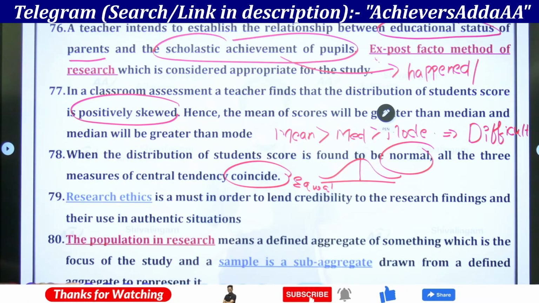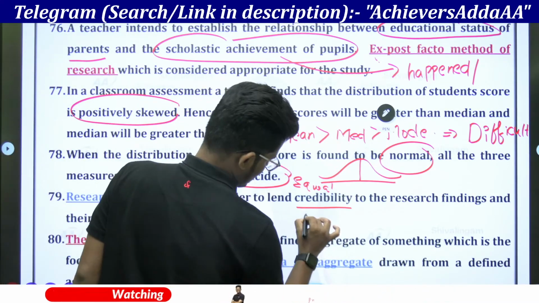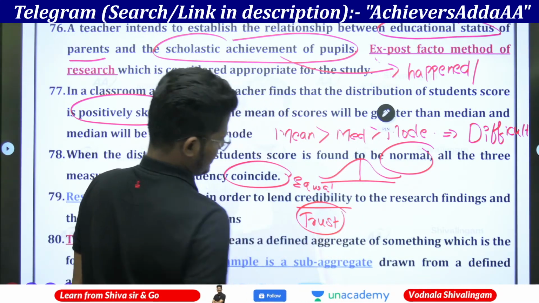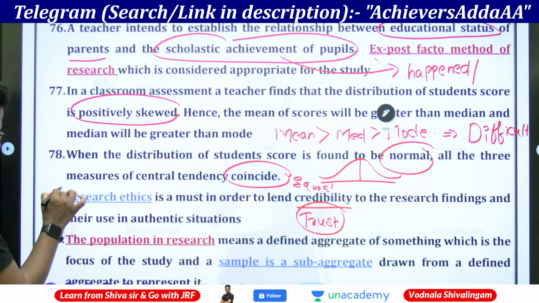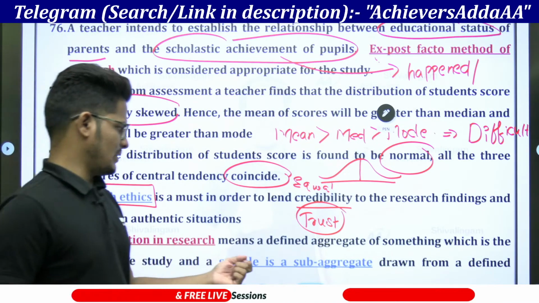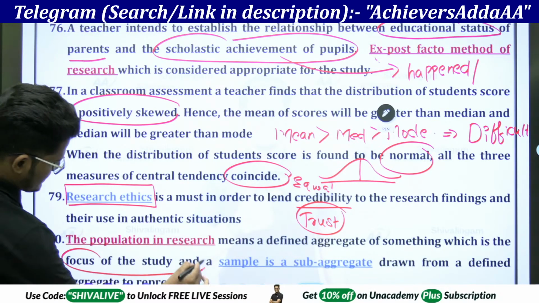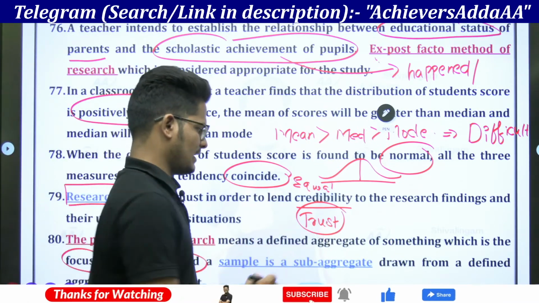Research ethics is a must in order to ensure credibility. Credibility means creating trust for your research study. So credibility of the research findings and their use in authentic situations comes under research ethics. And the population in research means a defined aggregate of something which is the focus of the study. The population in research means a defined aggregate, meaning a total.